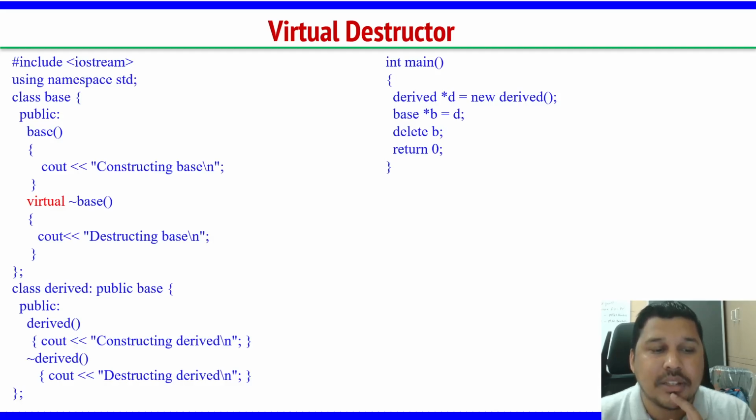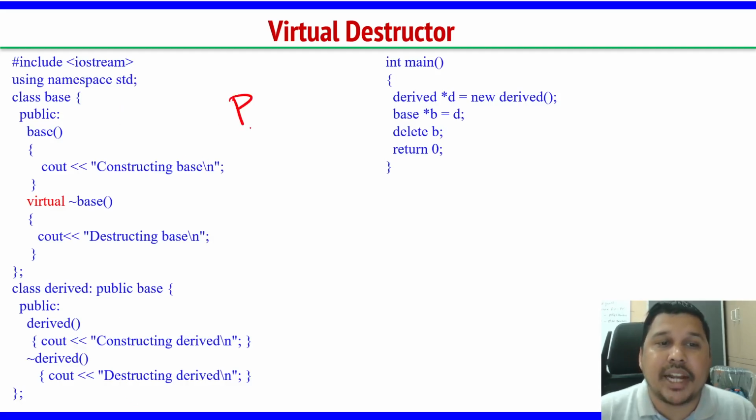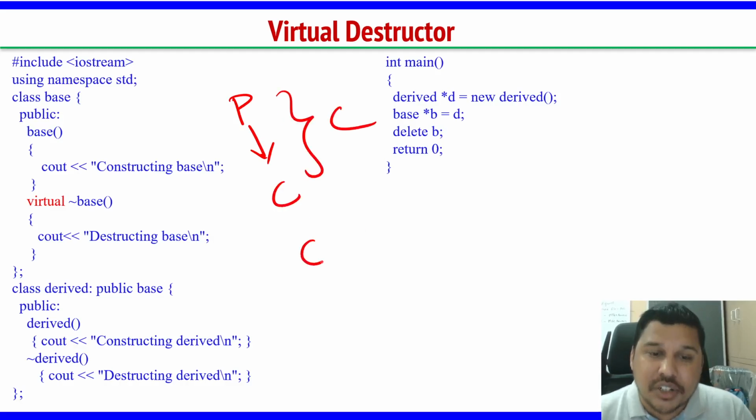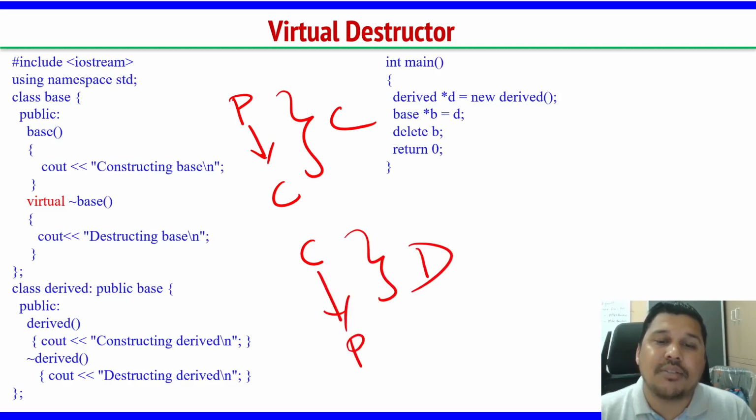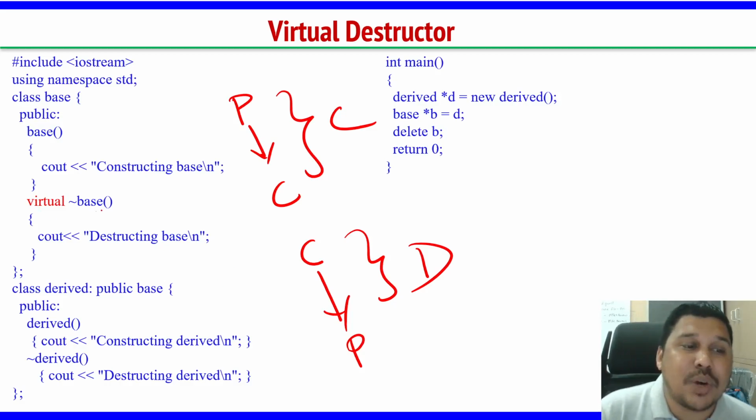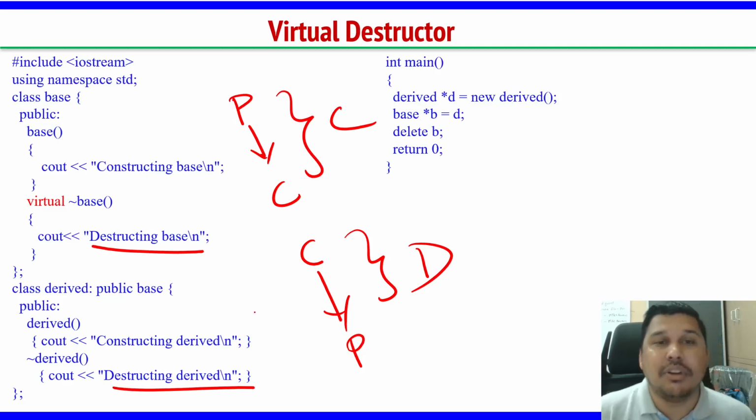Normally what happens? Forget about the other things. When you write constructors and destructors, the parent class constructor will be called first, then the child class constructor. Whereas for destructors, first the child class, then the parent class. But here what's happening? I am creating a virtual base class. So the base will be deleted first, then the child will be deleted.